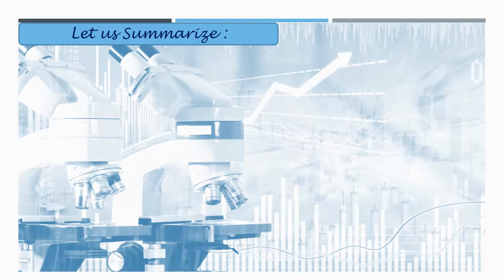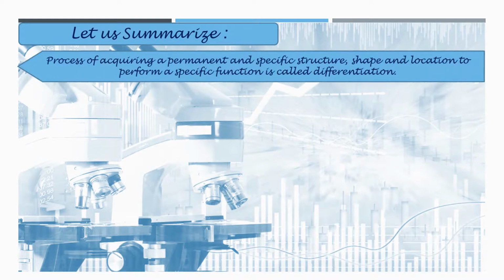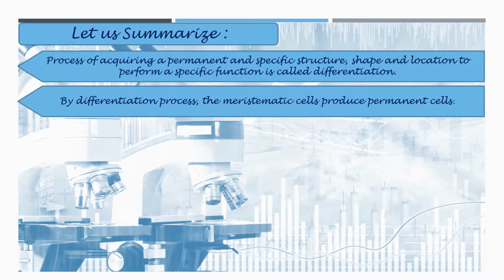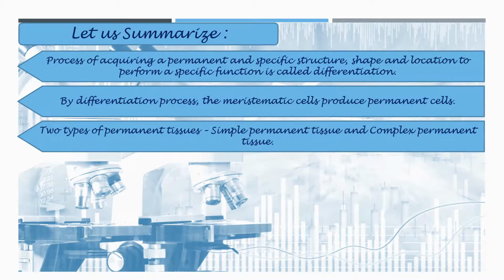So students, this was the end of module 3. Now let us summarize what we have learned. So we learned that the process of acquiring a permanent and specific structure, shape and location to perform a specific function is called differentiation. By the differentiation process, the meristematic cells produce permanent cells. And two types of permanent tissues are present, that is simple permanent tissue and complex permanent tissue.